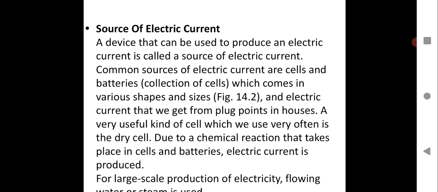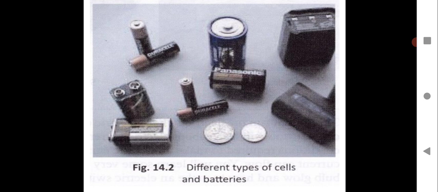And for large production of electricity, at the power station, they harness electricity with the help of flowing water or steam. So that is a big plant where the electricity is generated, and it is supplied to every house and office. Okay, so I hope these points are clear. You have to take it down. Just see the different types of cells and batteries, which are very common. You must have seen these, children, many a time. And these dry cells can be used in various electrical devices.